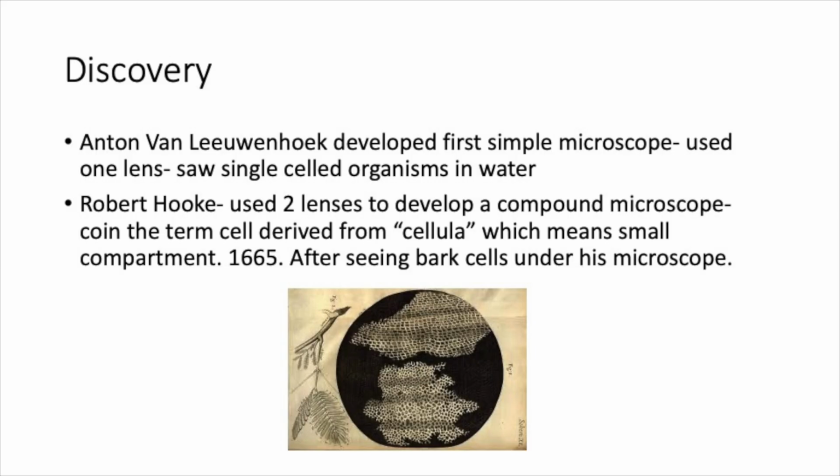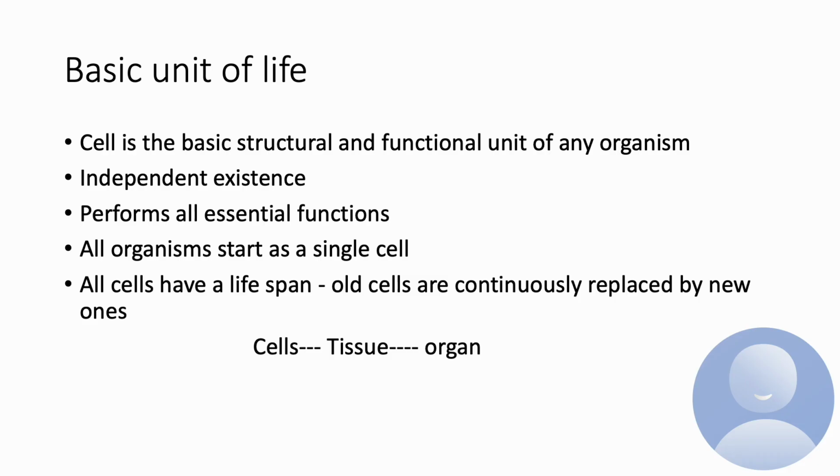The discovery of a cell. Anton van Leeuwenhoek developed the first simple microscope, and he used only one lens, and with this he saw single-celled organisms in water. Robert Hooke used two lenses and he developed a compound microscope, and he coined the term cell from the word cellula, which means small compartment, after seeing bark cells under his microscope.